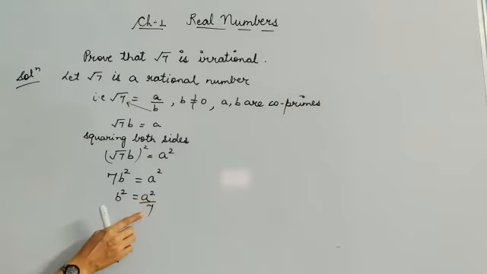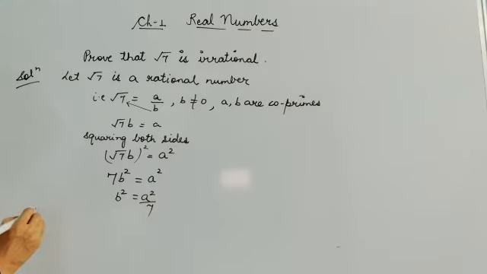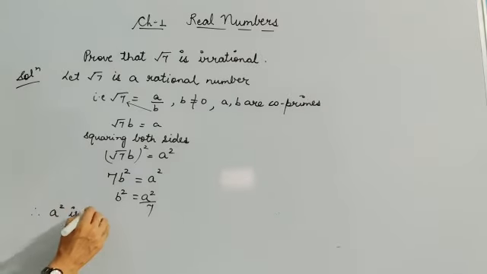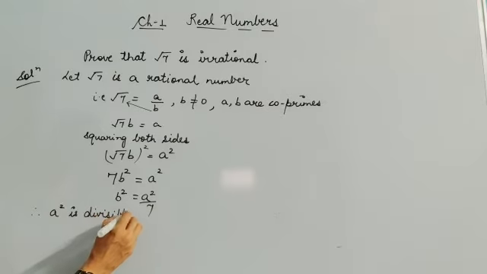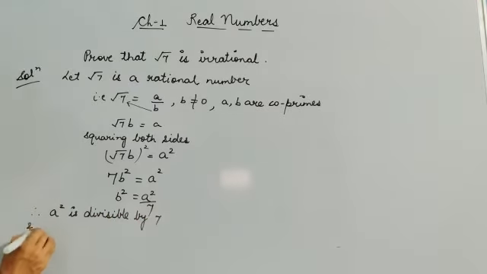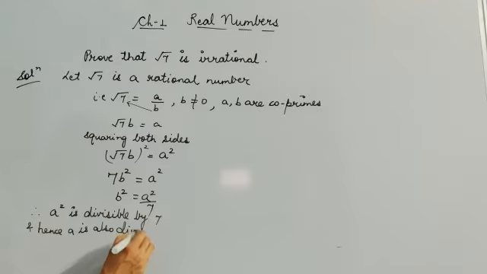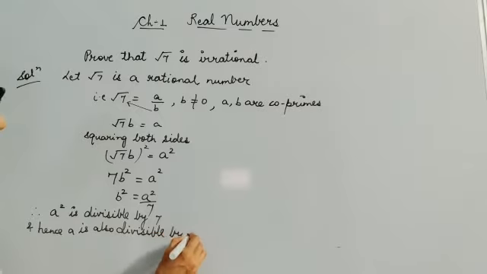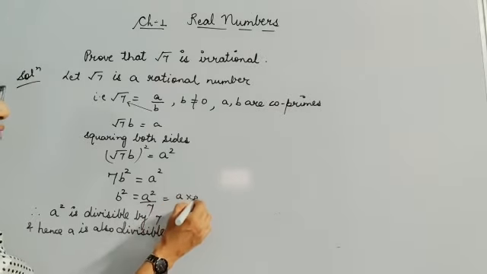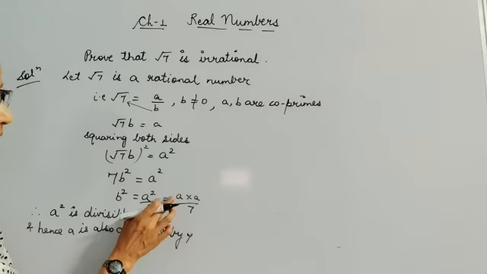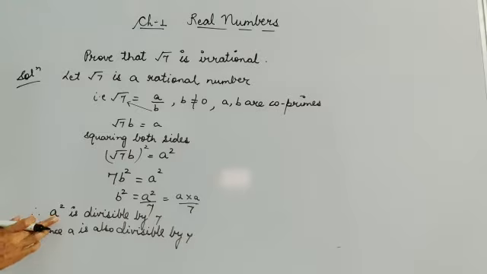That means this a square is divisible by 7. Therefore, a square is divisible by 7, and hence a is also divisible by 7, because a square can be written as a into a divided by 7. That means this a comes in the table of 7. So I can write a square is divisible by 7, and hence I can say a is also divisible by 7.